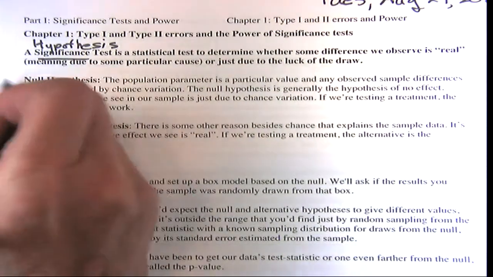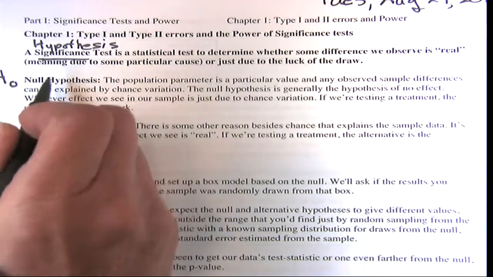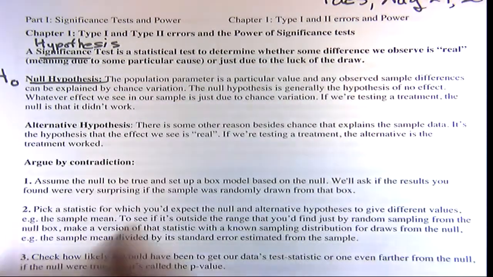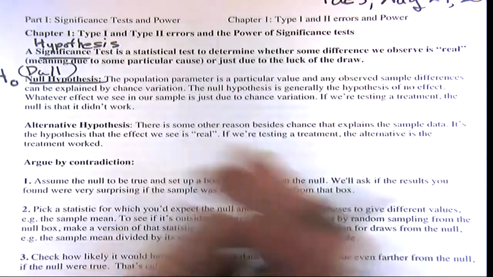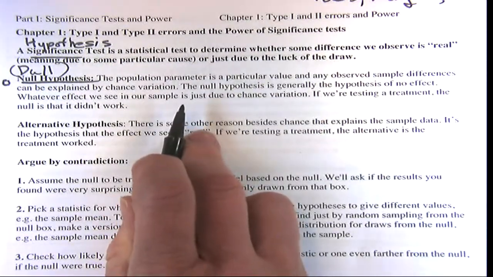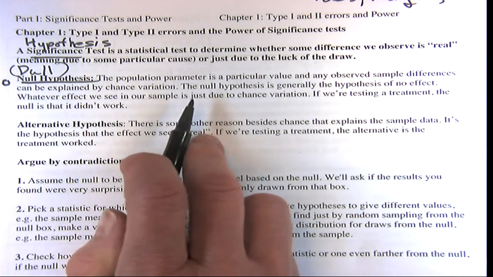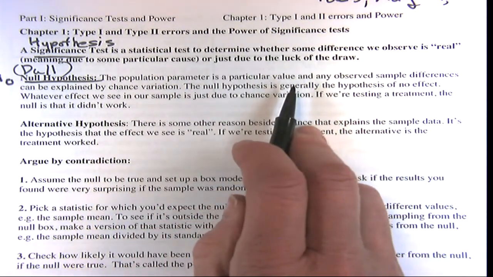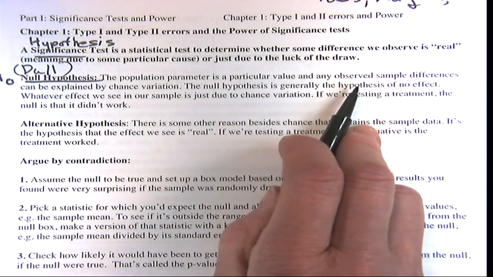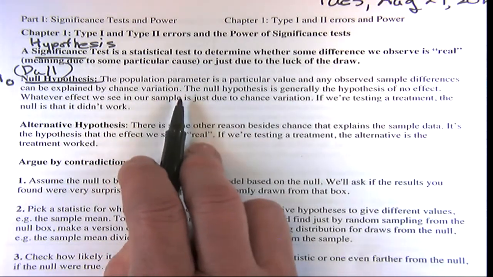We abbreviate this null hypothesis H for hypothesis, and a little 0 down there for null, and think of it as the dull hypothesis as a way to remember it. It's just that whatever effect you see is just due to random variation. So the population parameter is a particular value, and any observed sample difference can be explained by chance variation.